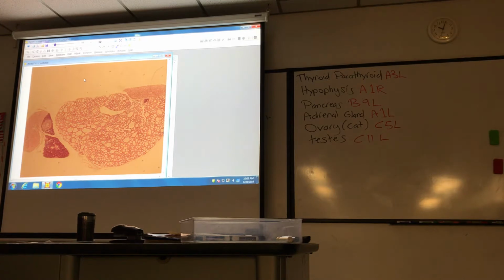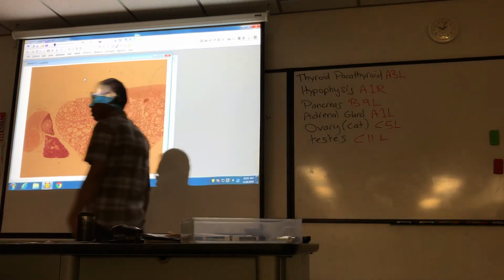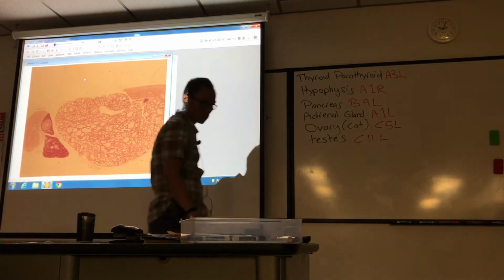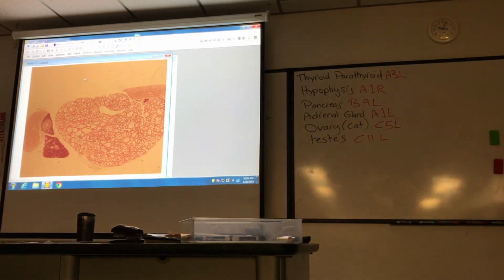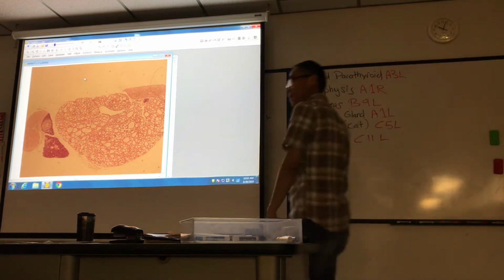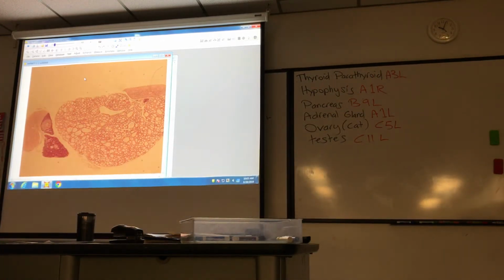Now, I haven't taught parathyroid yet. Where's my pointer? Because if I did, you kind of know what you're looking at here. You guys see my pointer? Because I'm totally discombobulated. I'll just point with this ruler here. Oh, the ruler's gone. I'll just point with my fingers.